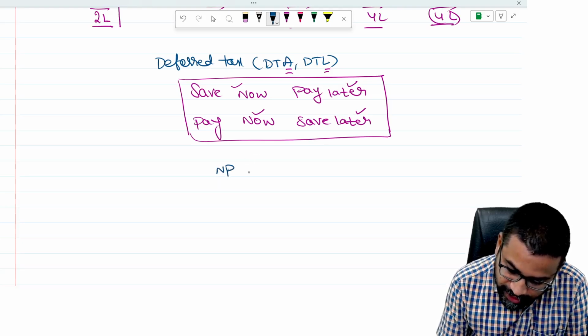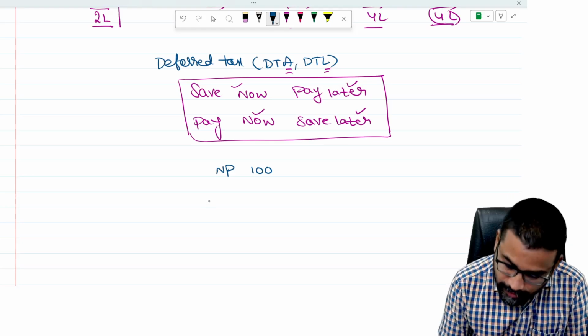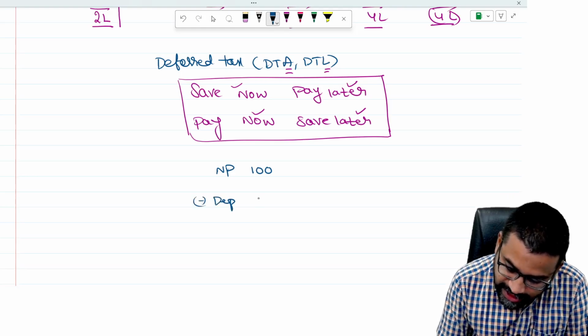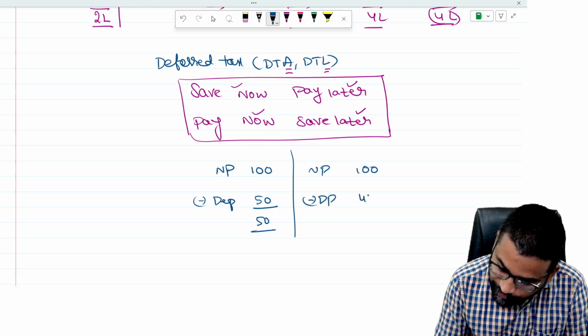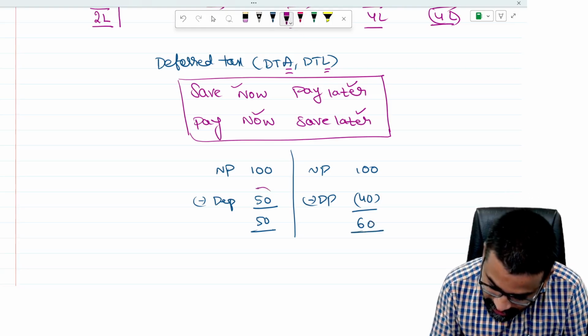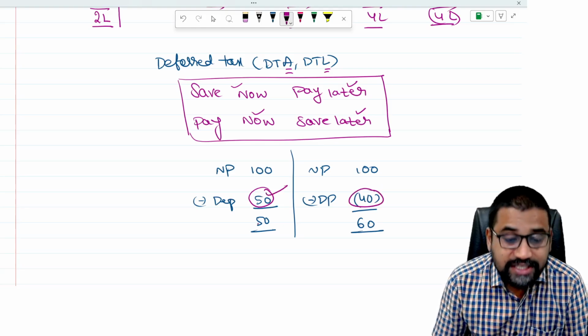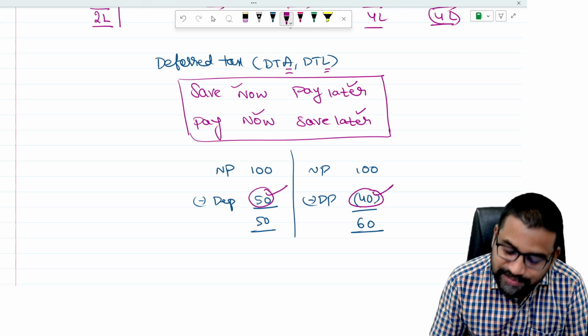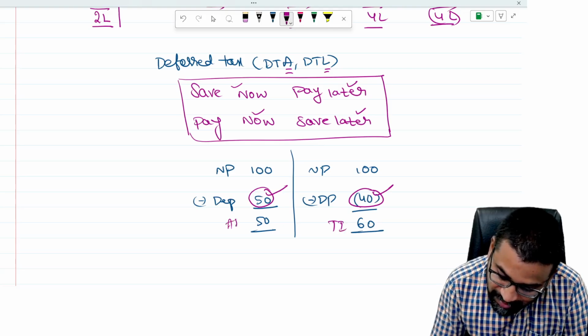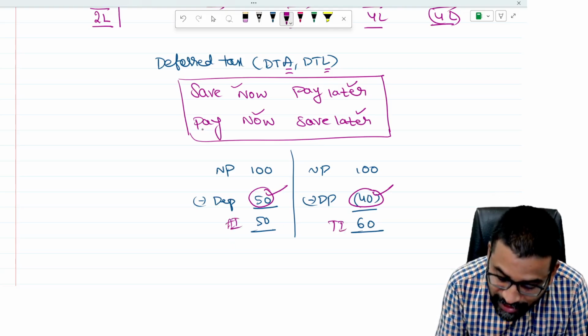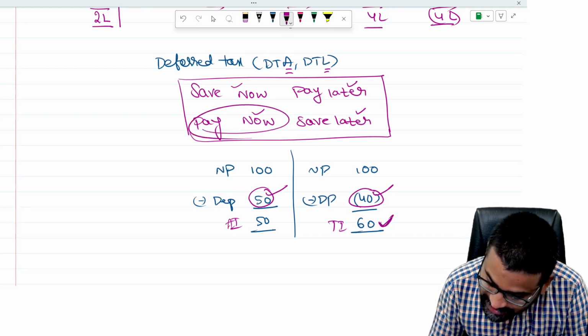My net profit is 100 and my depreciation as per the Companies Act is 50. So 50. Now as far as the income tax is concerned, my net profit is 100 and in income tax the depreciation is only 40. So 60. Now see, depreciation. How much depreciation is in P&L account? 50. How much depreciation as per Income Tax Act? 40. That means my taxable income is more than accounting income. That means I am paying now. I am paying tax on 60 lakhs.